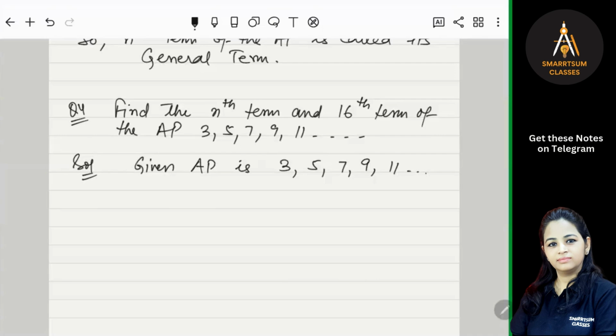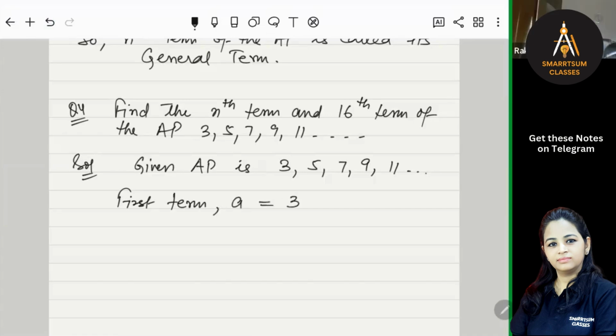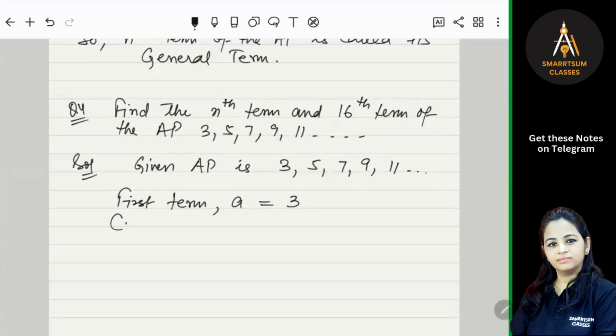Can you tell me what is the first term of this AP? The value of A is 3. Yes, the first term is 3. Now what is the common difference, D? Since it is an AP, you can find it from any two consecutive terms. 5 minus 3 is 2. So D is 2, the common difference is 2.